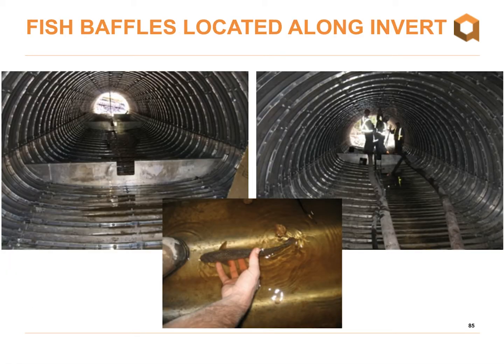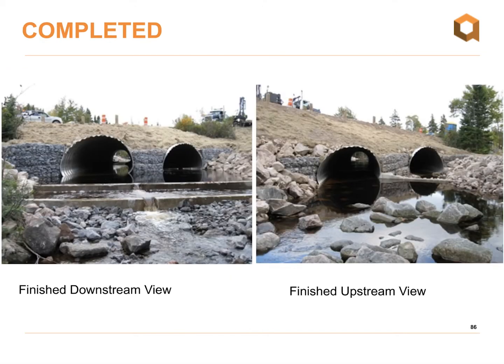The selection of tunnel liner plate for this project also allowed the owner to install fish baffles at regular intervals to control the flow rate of the stream to allow fish to pass safely through. Fish baffles in tunnel liner can be installed during construction or down the road if they're deemed necessary at a later date. So here's a shot of the completed project.